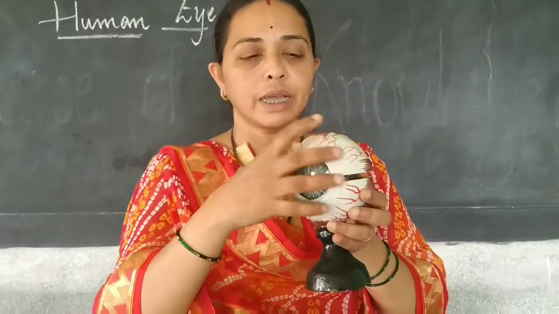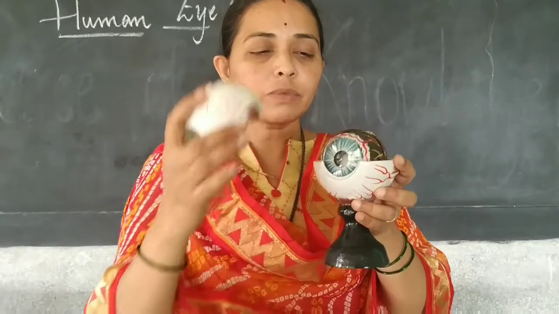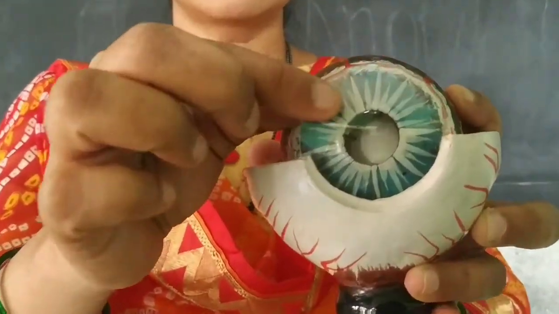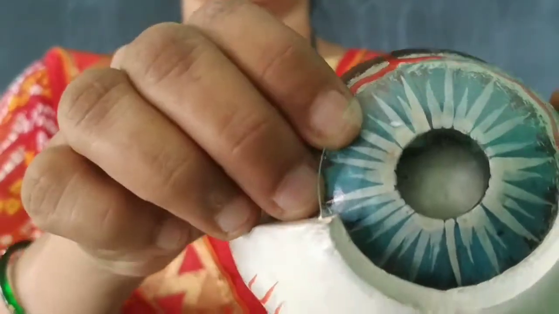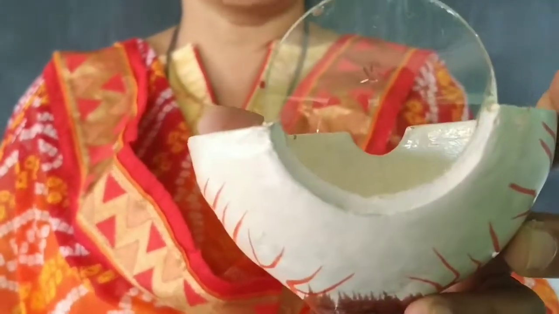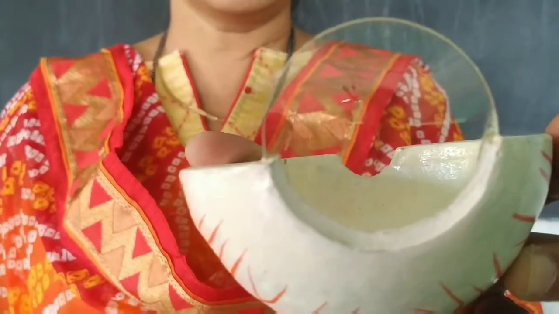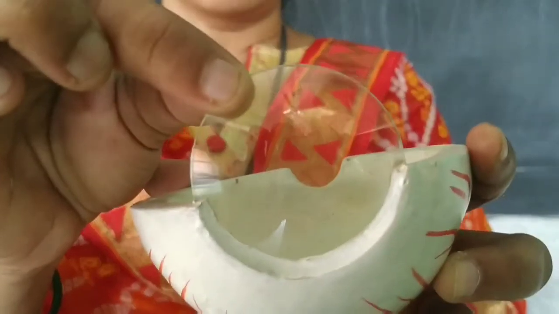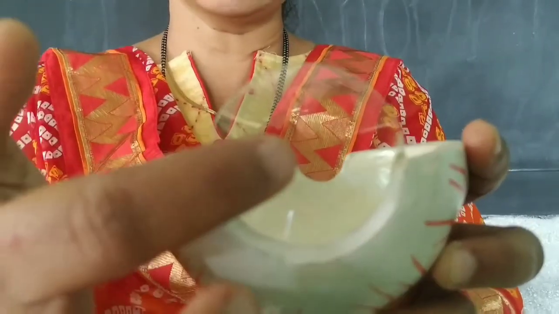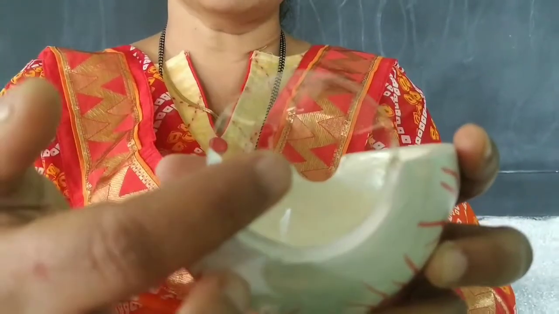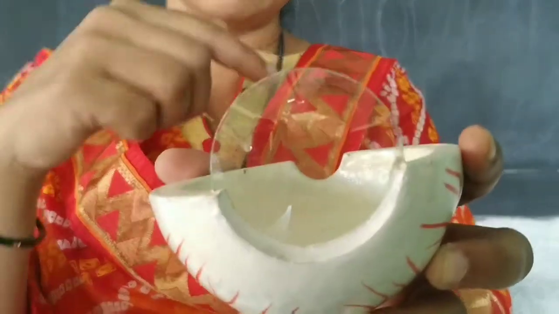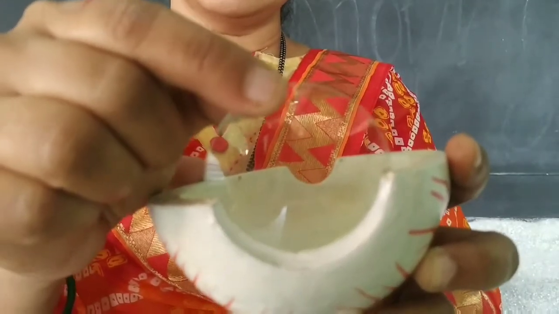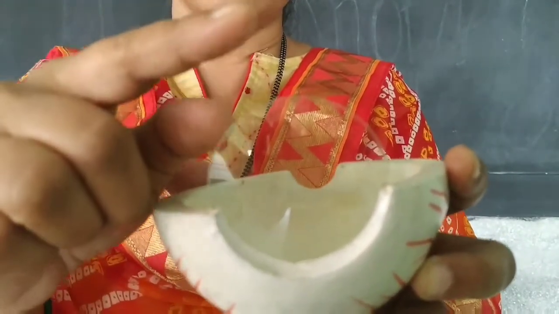Now inside the eyeball, I'll remove one part. You could see this transparent substance. It is a transparent, live membrane. It is called the cornea. Light enters through this cornea, and after entering, light also refracts at this cornea. So it is a very thin membrane which we call the cornea.